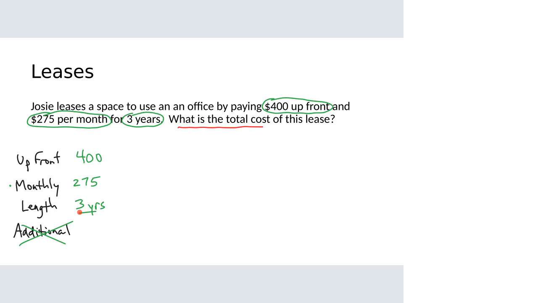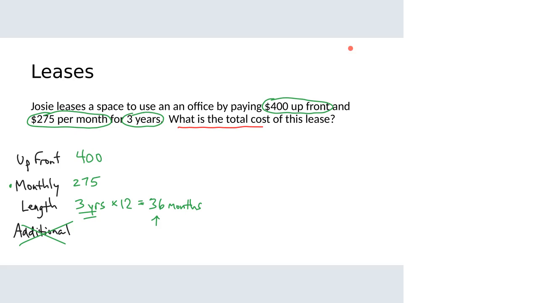She's going to do 3 years, 12 times every year, so there's going to be 36 months involved. So she's going to make that payment 36 times. The idea that it's 3 years is important, but what we really care about is how many times she's going to make the payment. Over the course of 3 years, there's going to be 36 months, so she's going to make that payment 36 times.